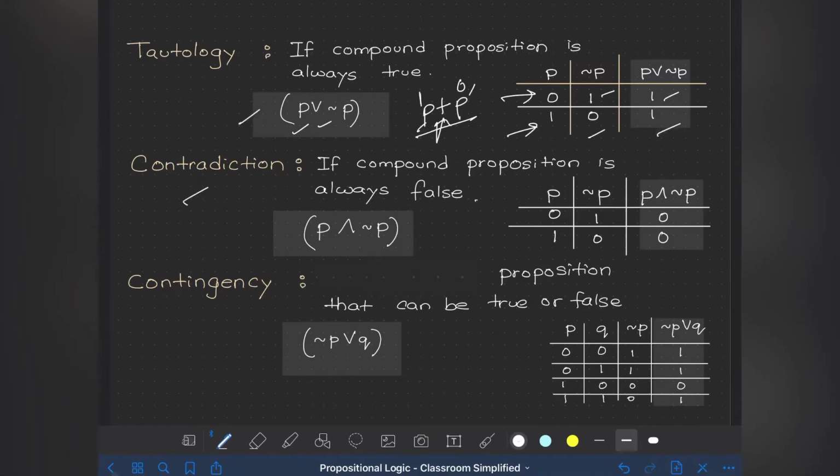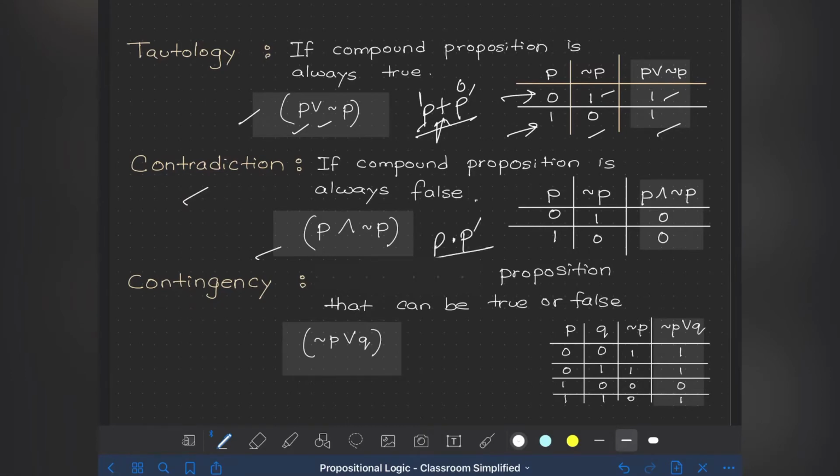Coming to the next part, contradiction. If any compound proposition is always false, this is just the opposite of a tautology. In the case of tautology, we were getting the output always as 1, but in contradiction, we are getting 0, right? So for example, P dot P dash. So why?